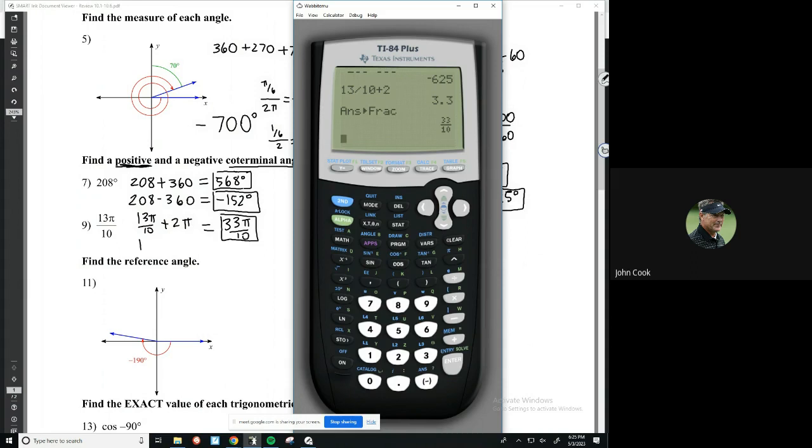Now I'm going to take 13 pi over 10, and I'm going to subtract away 2 pi, and I'll hope that this gives me a negative coterminal angle. So I'd start off with the fractions just like I did before, 13 over 10 minus 2. And yeah, it looks like I get a negative number. Cool. So then I just turn that into a fraction, negative 7 tenths. So negative 7 pi over 10 will be my negative coterminal angle.